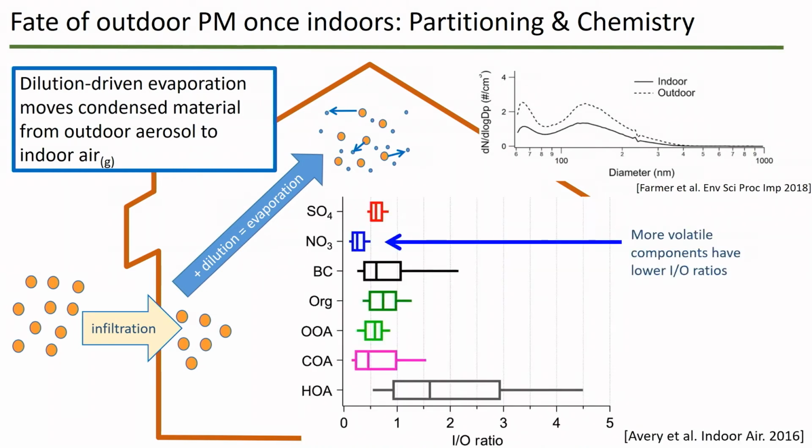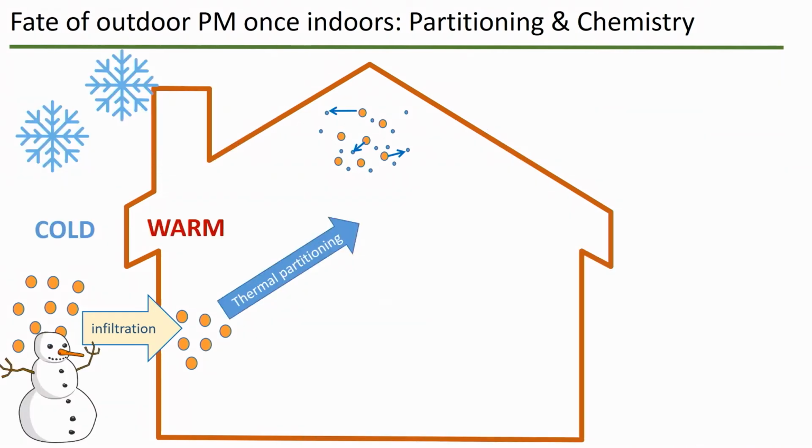And we can actually see this in studies from the DiCarlo group looking at indoor-outdoor ratios of different chemical components. And you can see that some of the more volatile components have lower indoor to outdoor ratios. So we need to start thinking about the chemistry of the particles and their partitioning. Now, unlike smoke, we really need to think about temperature gradients when we move particles between the outdoor and indoor environments. So today in Colorado, we just have a light dusting of snow outside, and it is definitely colder. And inside, it's nice and warm.